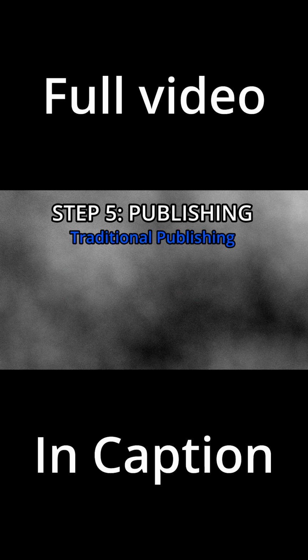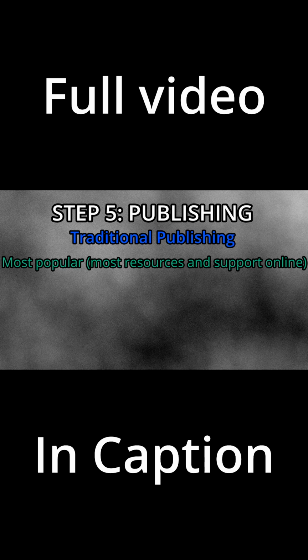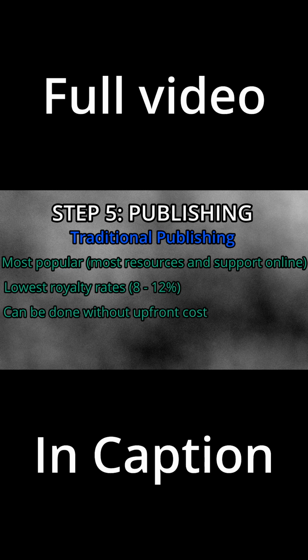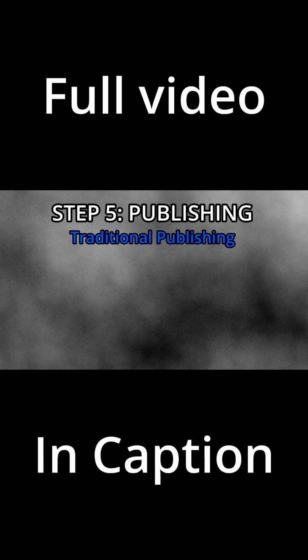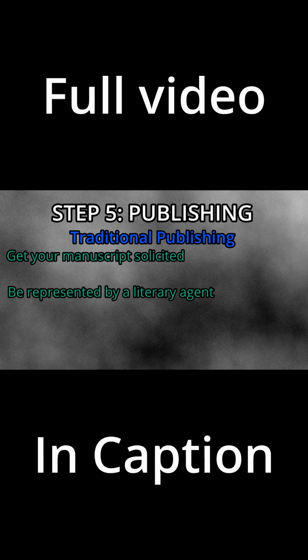Traditional publishing. The most popular form of publishing. Lowest rates of royalty, but can be done with no upfront cost. The first step of traditional publishing is getting your manuscript solicited. To do this, you need to be represented by a literary agent.